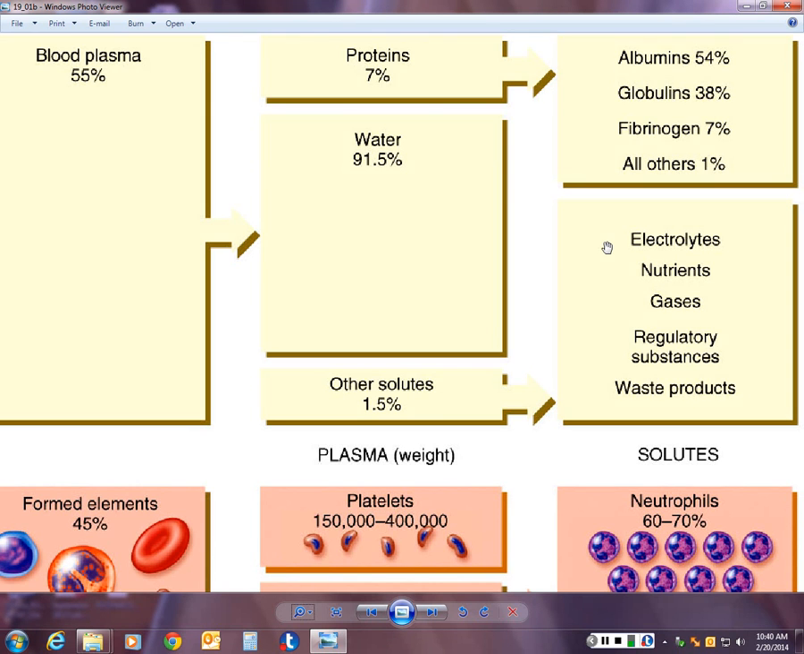Now let's go back up to the top and talk about the area that I kind of skipped over here, and that's proteins.